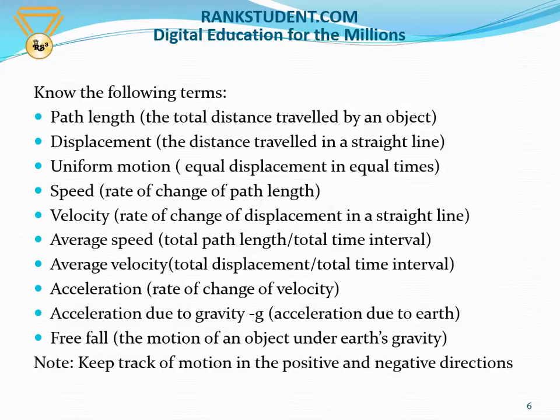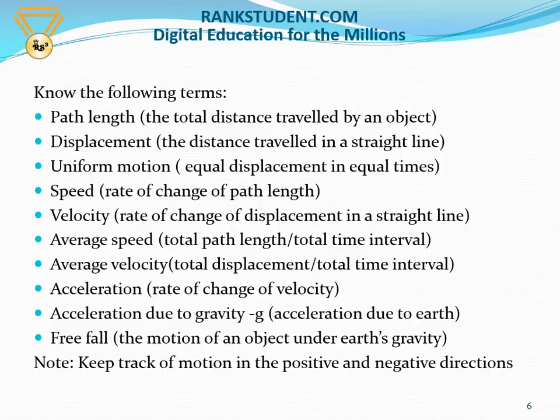Speed is a concept that we are all familiar with. It's the rate of change of path length. Velocity, on the other hand, is the rate of change of displacement in a straight line. Again, going back to the example that I gave, if you walked at say 3 kilometers per hour, that was your speed. But since you came back to ground zero, your average velocity would be 0. The average speed is the total path length divided by the total time interval, as compared to average velocity, which is the total displacement divided by the total time interval.